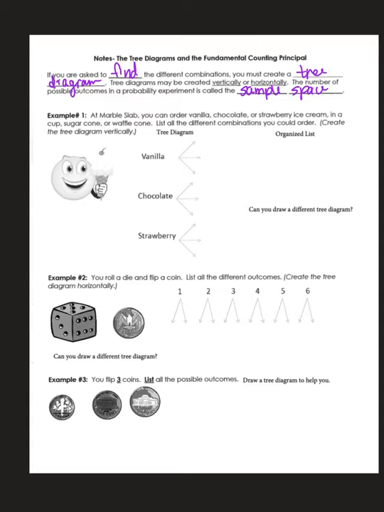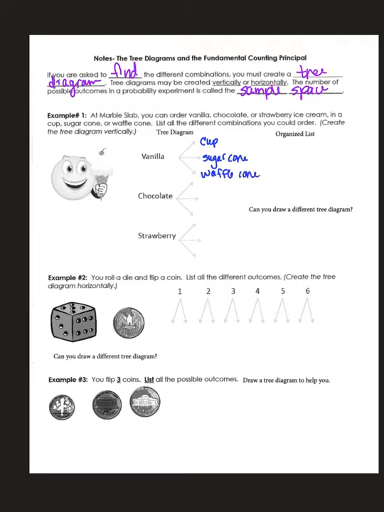So I can get vanilla ice cream. And what are the choices? Well, now I got to choose my type of cup or cone. So I can get a cup, I can get a sugar cone, or I can get a waffle cone.